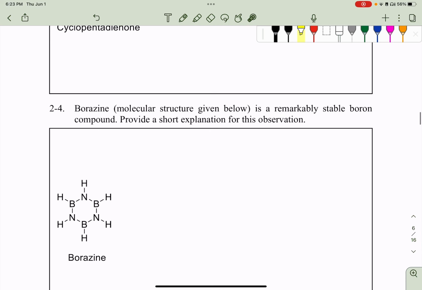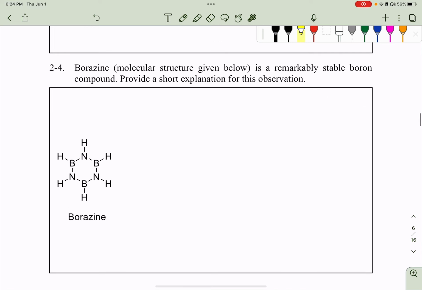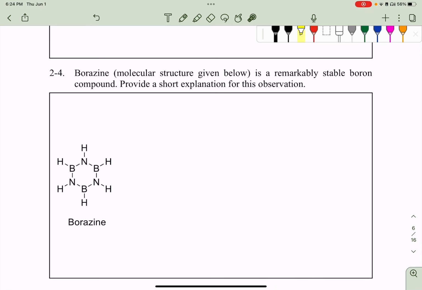Borazine. Borazine, whose molecular structure is shown below, is a remarkably stable boron compound. Can you provide a short explanation for this observation? Well, this looks like an extraordinary molecule, and how can we explain why it is stable? So, talking about stability, we have two different ways to think about it. Whether you have resonance stabilization, or you can talk about it using aromaticity. Actually, both of them are valid, depending on how you argue for it.